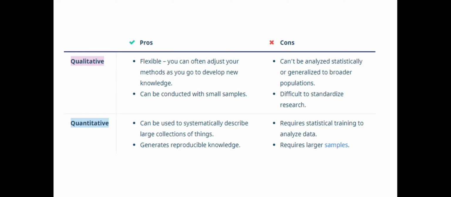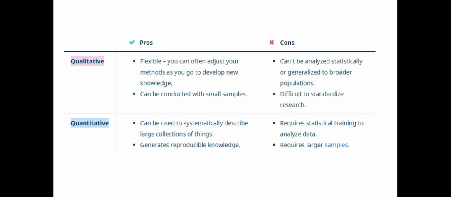So here are the pros and the cons of using qualitative and quantitative data. So in qualitative data, as you can see, it's very flexible. It can be conducted with very small samples. While the disadvantages are it cannot be analyzed statistically, and it's difficult to standardize the research, meaning you cannot generalize it to a broader population. But your research is true to your samples.